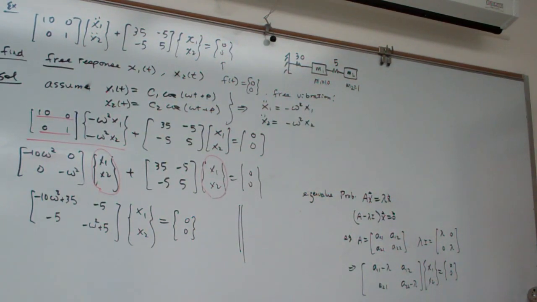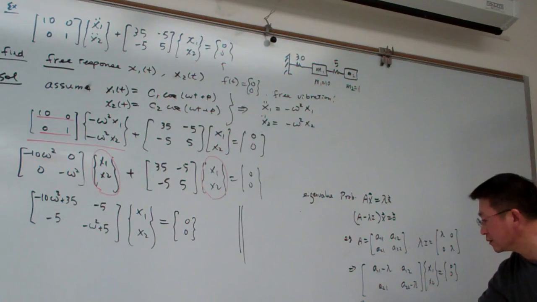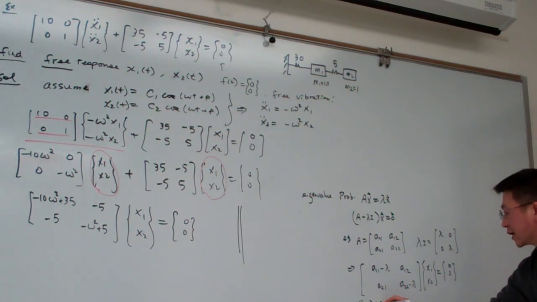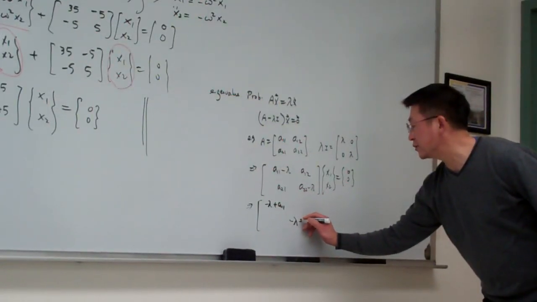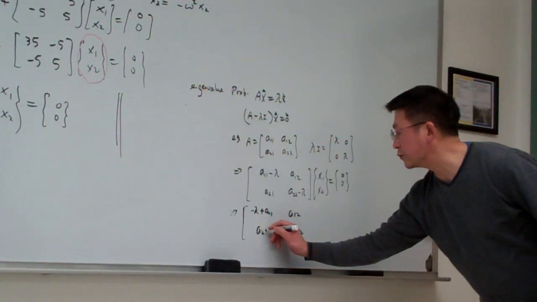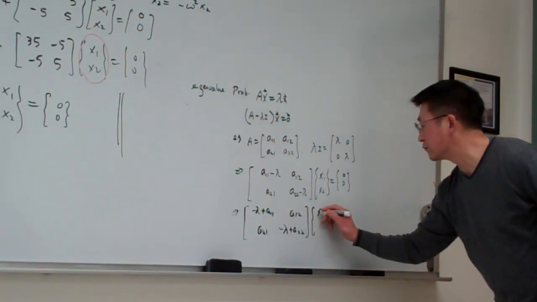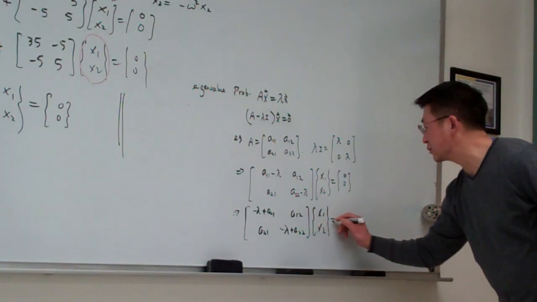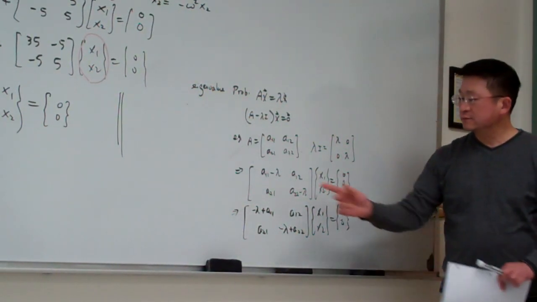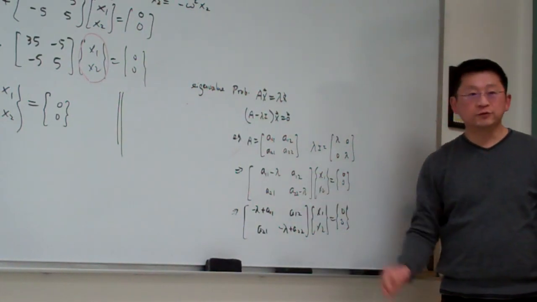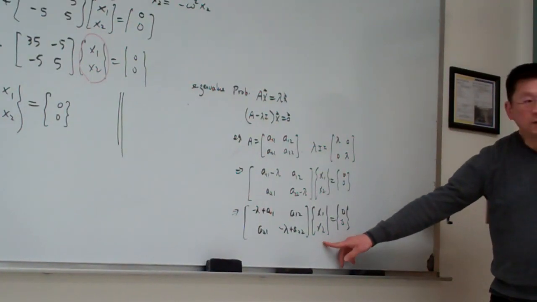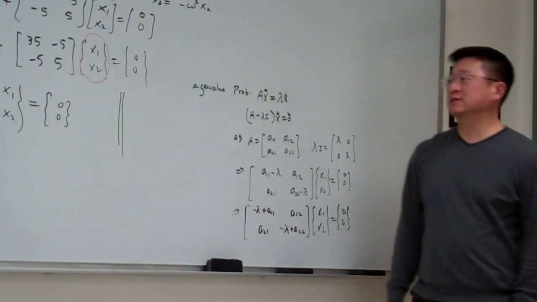And let me rewrite one more time. Let me reverse the order: minus lambda plus A11, minus lambda plus A22, A12, A21, times x1, x2 equal to 0, 0. Right? I simply swap the two numbers together, right? You compare this form to this.